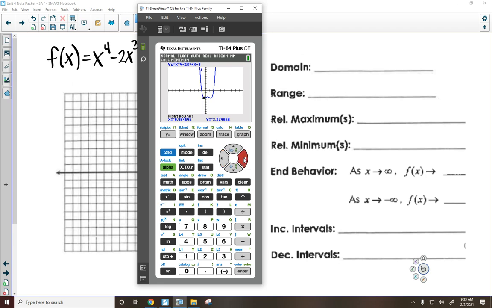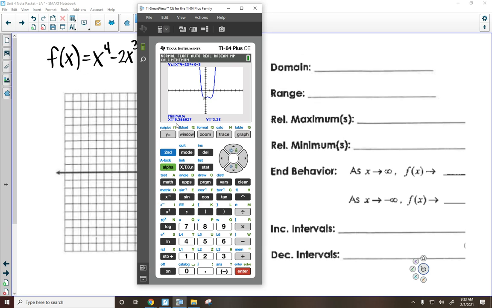To find the right bound, do the same thing. Put your cursor back on the approximate location for your minimum. Hit the right arrow 2 to 3 times. There I'm on the right hand side. I'm going to press enter. When your calculator says guess, you don't need to move anything, just press enter right away.